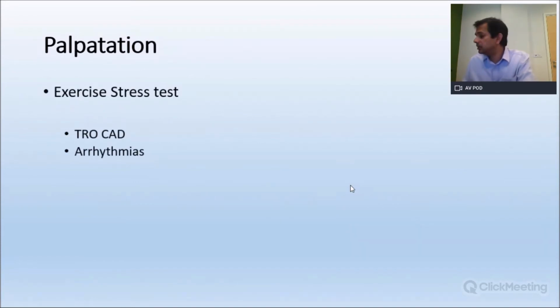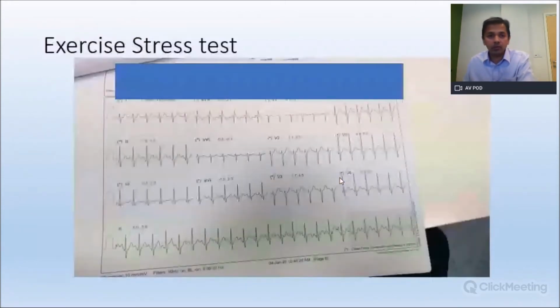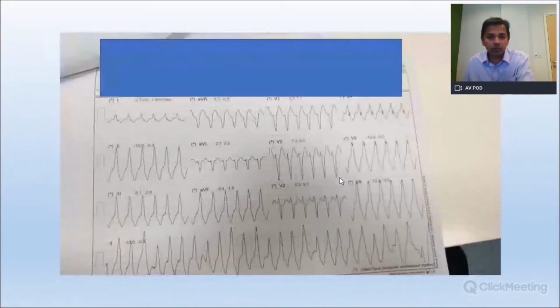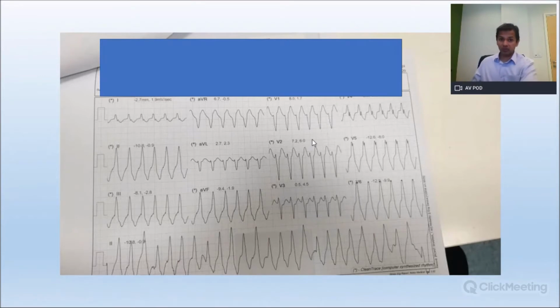So why do I do a stress test for patients with palpitation? One is to rule out coronary artery disease and also to look for any arrhythmias. This is an example of a patient, a 39-year-old smoker, who had palpitation. I did a stress test. This is stage 3. The ECG looks okay, and suddenly at stage 4, he went into a VT. Luckily, it was a stable VT. He did not collapse, and it reverted spontaneously. So I referred this patient to an electrophysiologist for further evaluation.